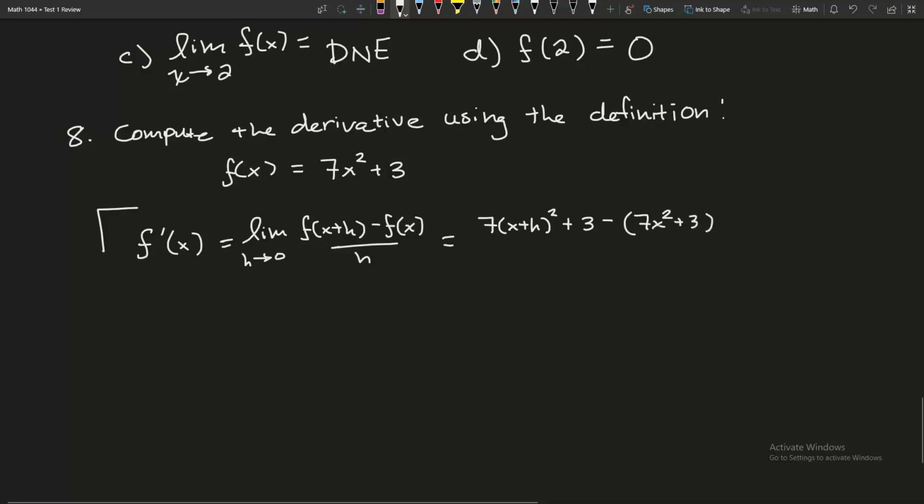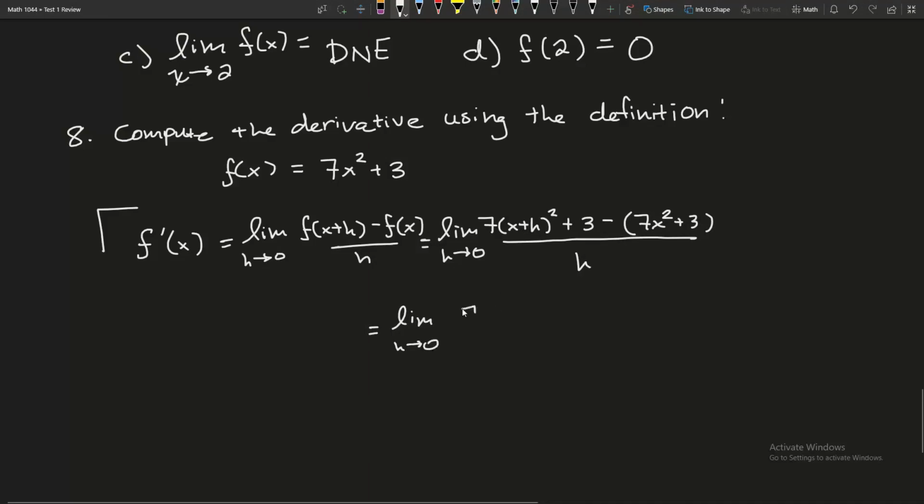I forgot my limits, so I'm going to have to squeeze that in over h. So let me try and squeeze that in a bit better. So this is the limit as h approaches 0. So then I want to expand. So the first thing, we want to multiply x plus h by x plus h. And we do that using FOIL.